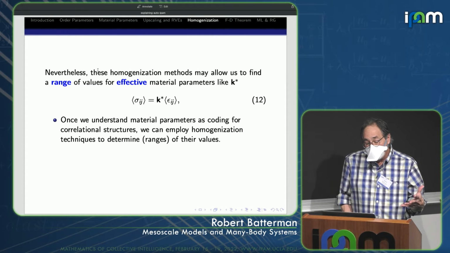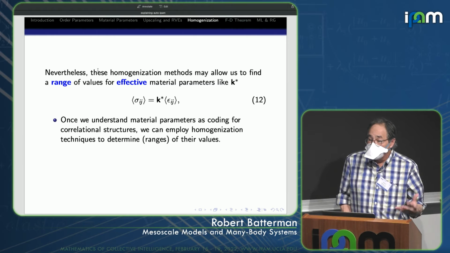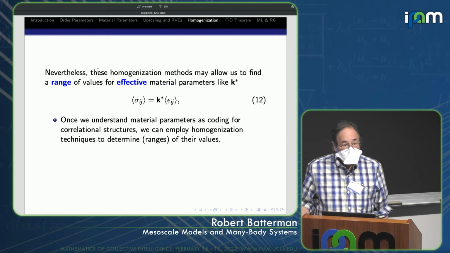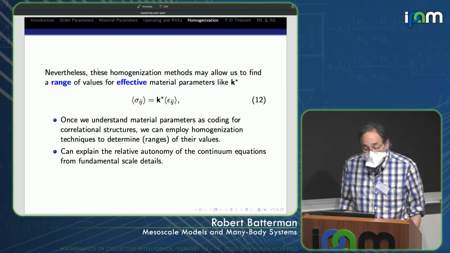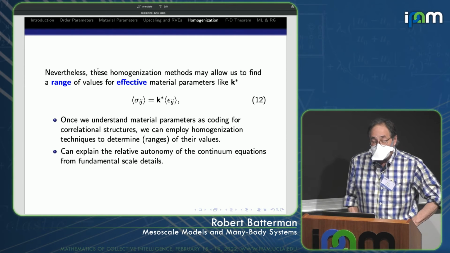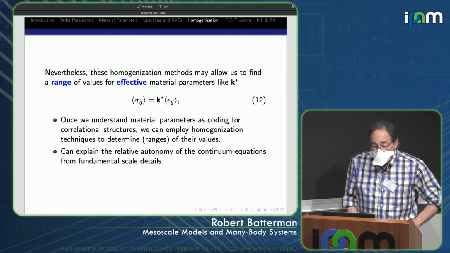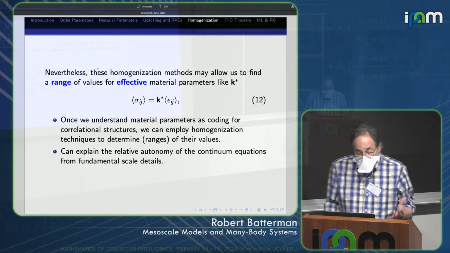And once we understand material parameters as coding for correlational structures, we can employ homogenization techniques to determine the ranges of values. And we can explain the relative autonomy of the continuum equations from fundamental lower scale details. So now let's switch back to fluids.